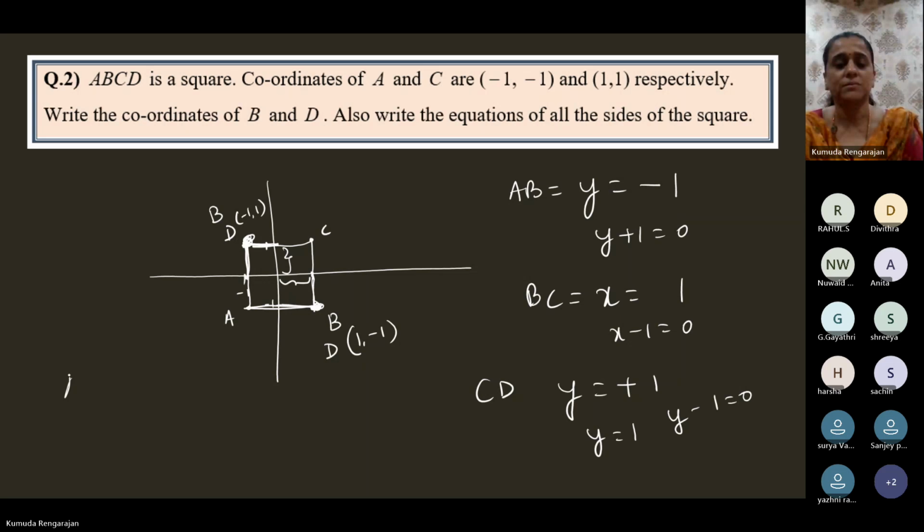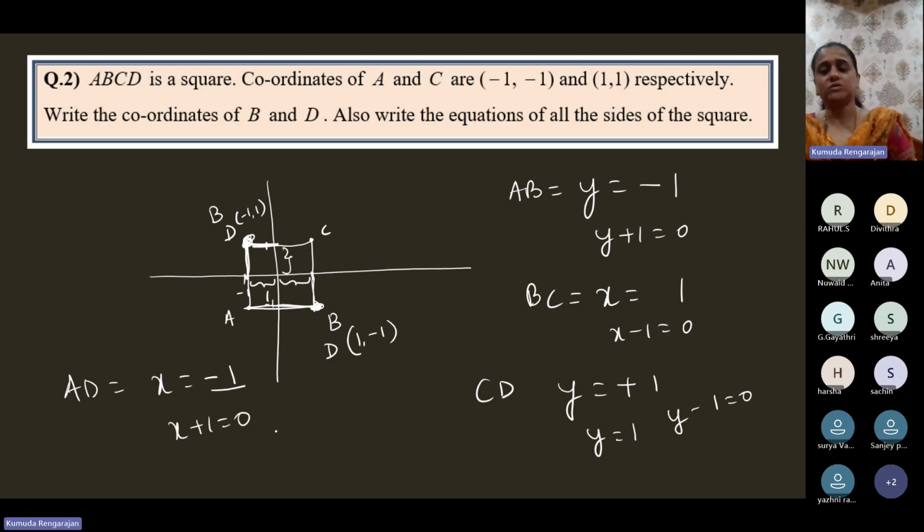AD. AD is parallel to the y-axis, so its equation will be of the form x is equal to a number. AD lies to the left. Right is positive, left is negative. Above is positive, below is negative. So AD lies to the left of the y-axis, so negative, and the distance is 1 unit. So x is equal to minus 1, or x plus 1 is equal to 0 is the equation of the side AD.